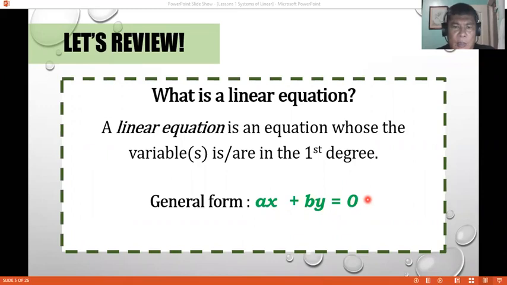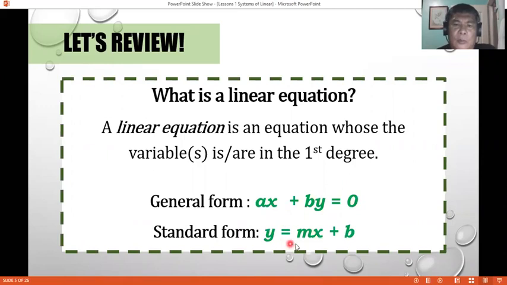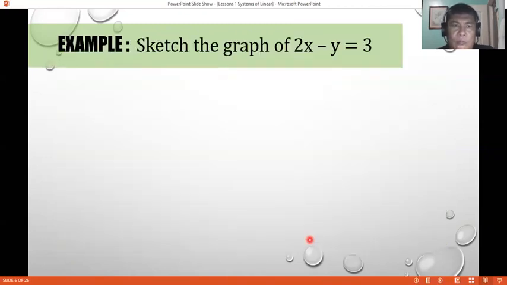And the second one is the standard form. If you are going to convert this, magiging ganito siya: y equals mx plus b, on which b is the point where the line crosses the y-axis. Y-axis yung patayo, vertical. M is the slope. As an example, let us sketch the graph of 2x minus y equals 3.